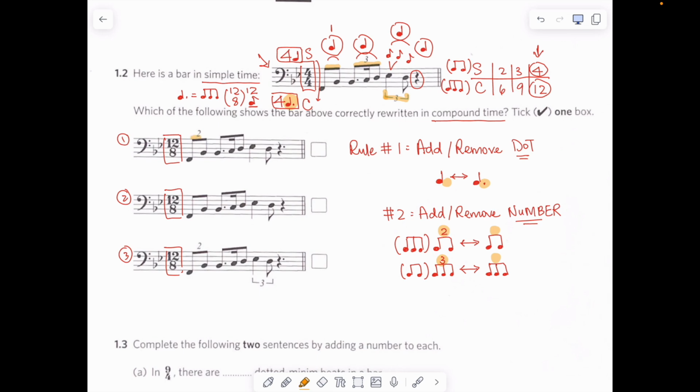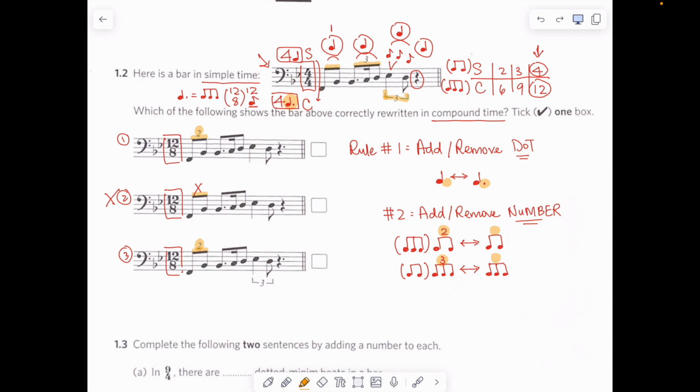In answer 1, you've got 2 quavers and they add a number 2 there. In choice number 2, they just rewrite the 2 quavers without doing anything. In the third choice, it's the same as choice 1. They add number 2 to make it into a duplet. So choice 2 is wrong because you don't just rewrite it the same way. You have to add or remove a number. So this is already a wrong choice. We can now focus on just choice number 1 and choice number 3.